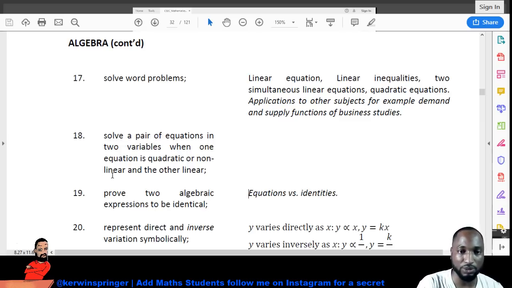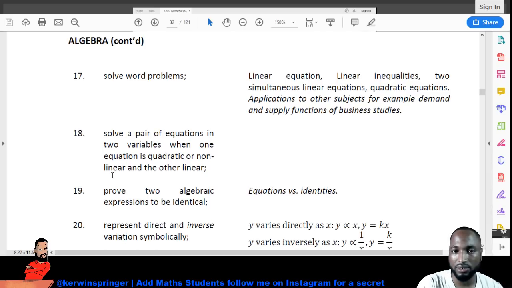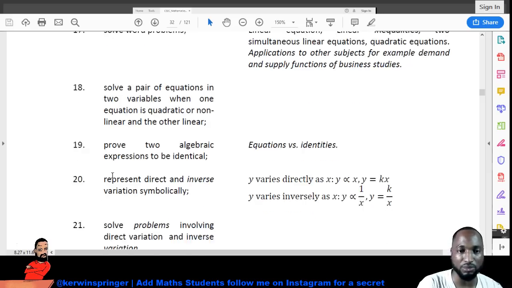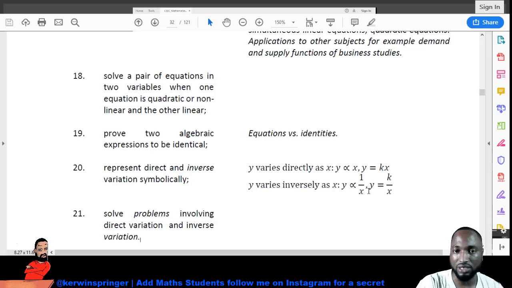Prove two algebraic expressions to be identical. Equations with such identities. Represent direct and inverse variation symbolically. So this is directly and inversely proportional. This one where you're proving two equations is where if this is equal to that, then you solve for one, maybe a coefficient that they left out.